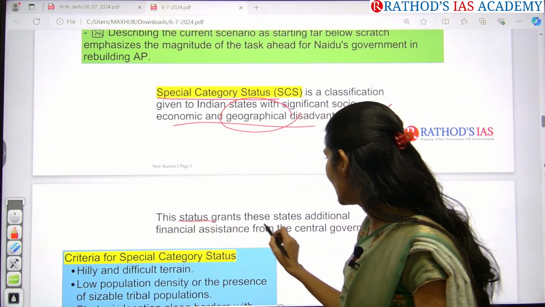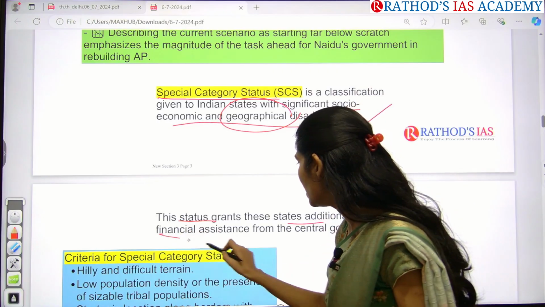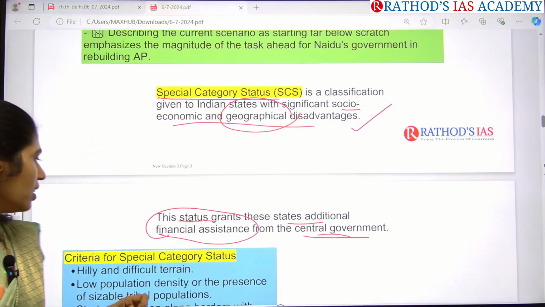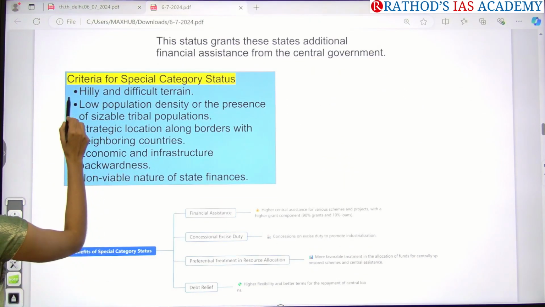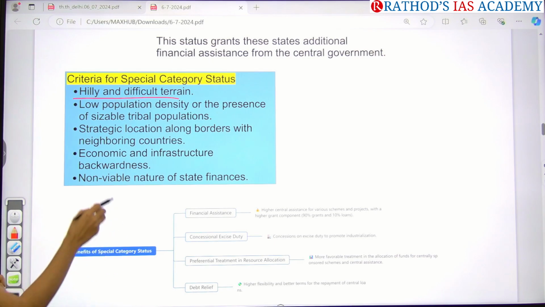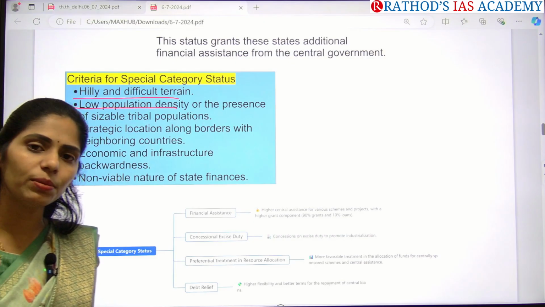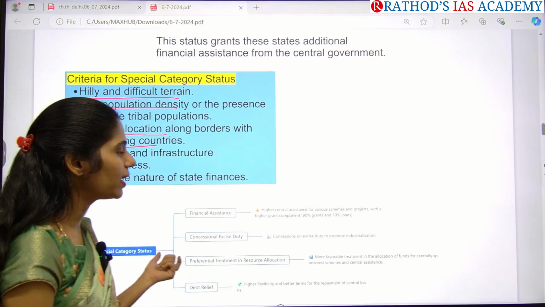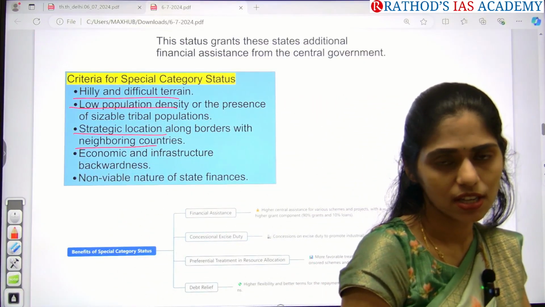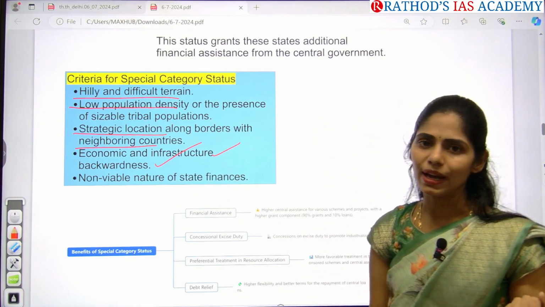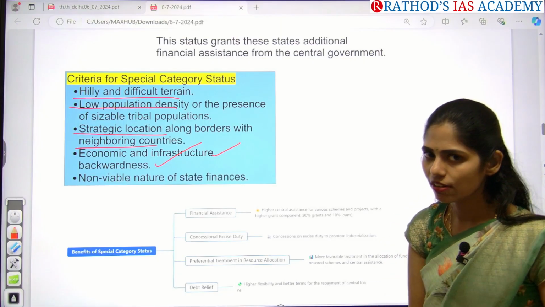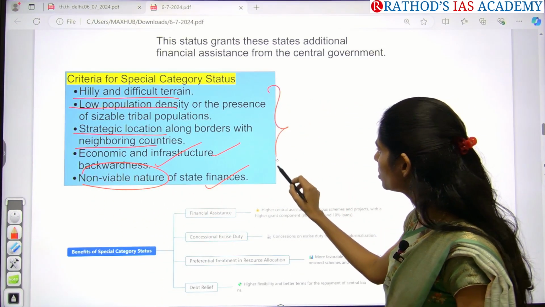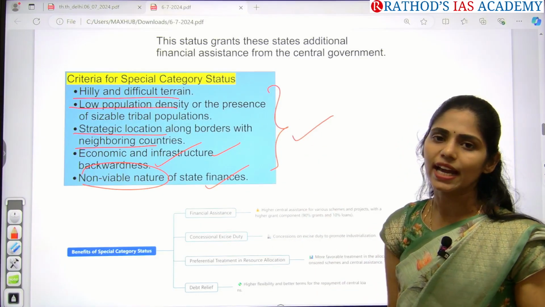And the states granted this status will get additional assistance, especially financial assistance, from the central government. Here you have to focus on the criteria required. The state should have hilly or difficult terrain, very low population density, and a good number of tribal population. It needs a strategic location along the borders with neighboring countries, and backward economic status and infrastructure, meaning it should not have progressive infrastructure or economic development. And next, non-viable nature of state finances. If these 5 things are satisfied, then that state will get the special category status.